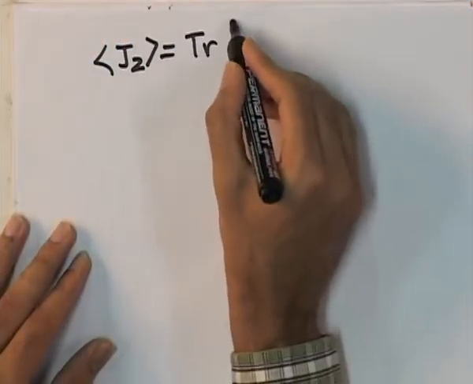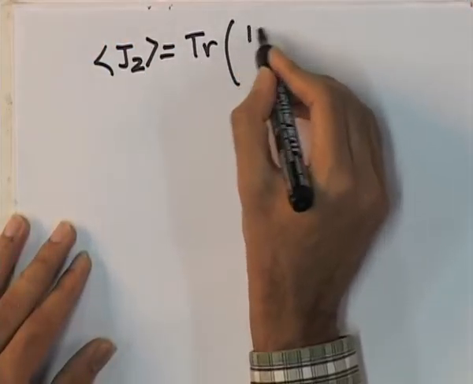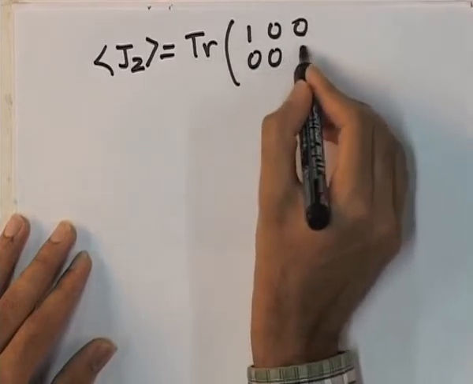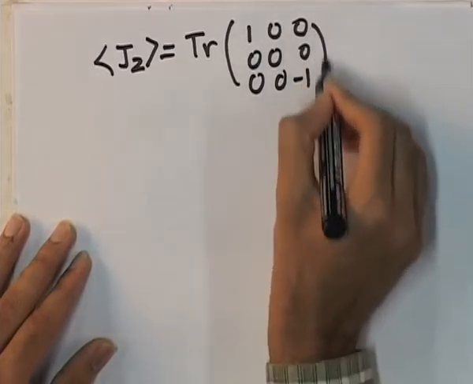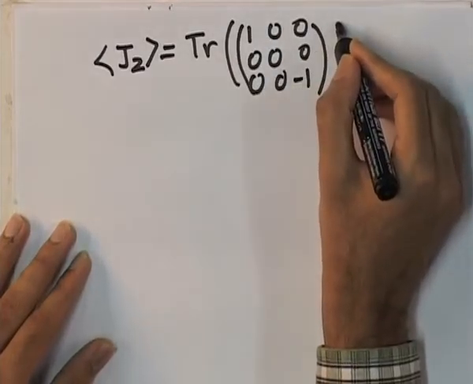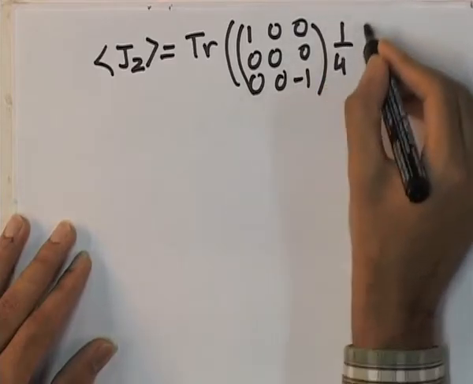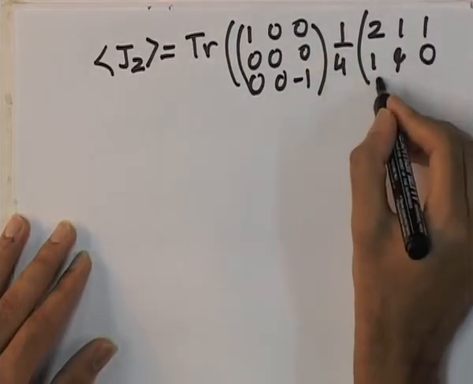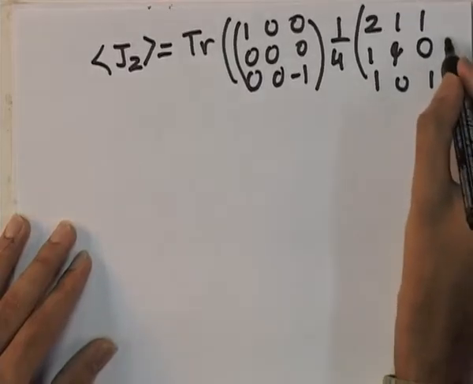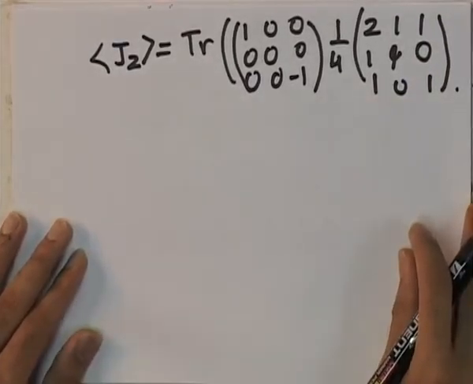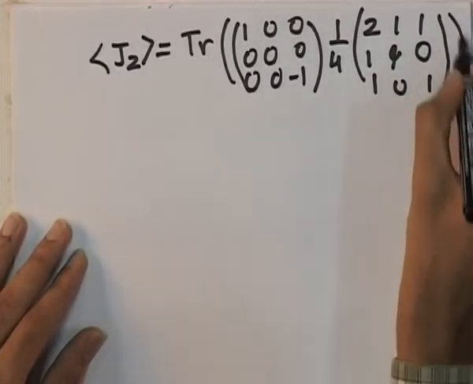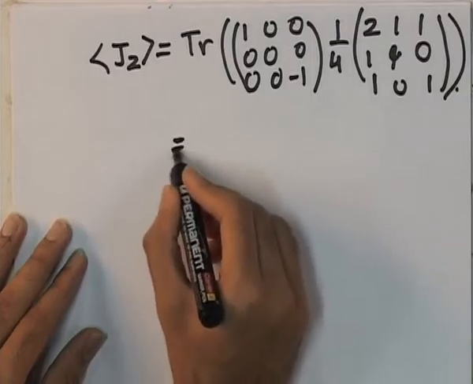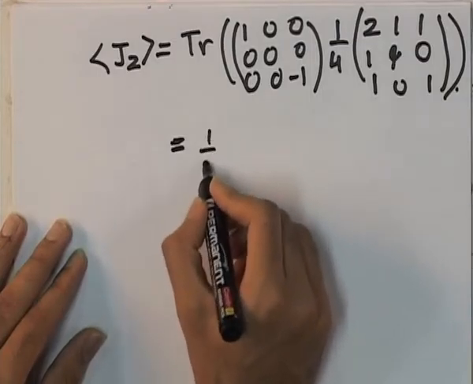It is the trace of (1 0 0; 0 0 0; 0 0 minus 1) times rho, which is 1 by 4 times (2 1 1; 1 1 1; 0 1 0 1). Now this is an easy evaluation which comes out to be 1 by 4.